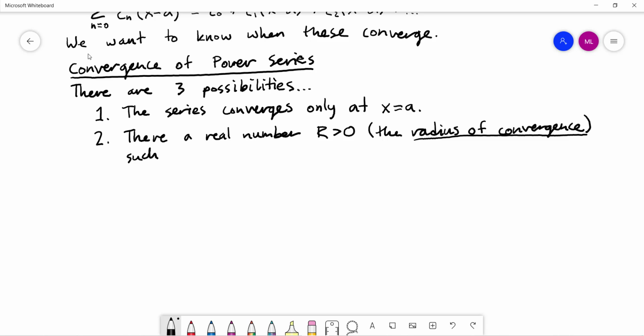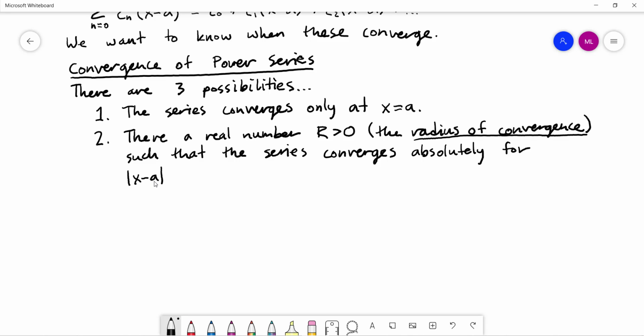Such that the series converges, basically whenever the distance from the point a is less than this value r. And we're going to say it converges absolutely for the absolute value of x minus a, which is just the distance of x, of our choosing, from a. We're taking the absolute value, so it's positive, is less than r.